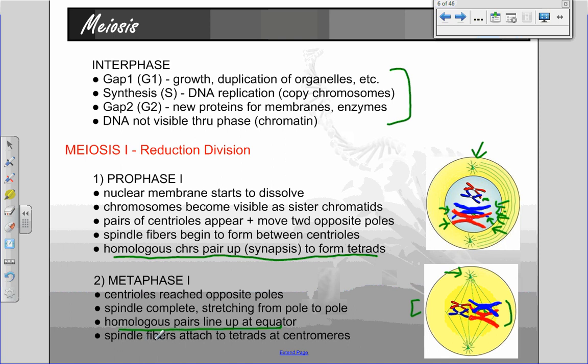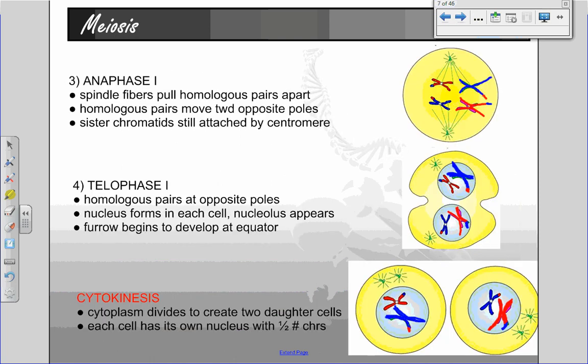The spindle fibers are going to attach to the tetrads at the centromeres, but when we get to anaphase, the sister chromatids aren't pulled apart like they are in mitosis. Instead, the spindle fibers are going to pull the pairs apart. Okay, so they're going to pull the mother copy to one side and the father copy of the chromosome to the other. Can you see? I don't know if you can see it very well, but these ones have the other color at the tips of them because of the crossing over. See that?